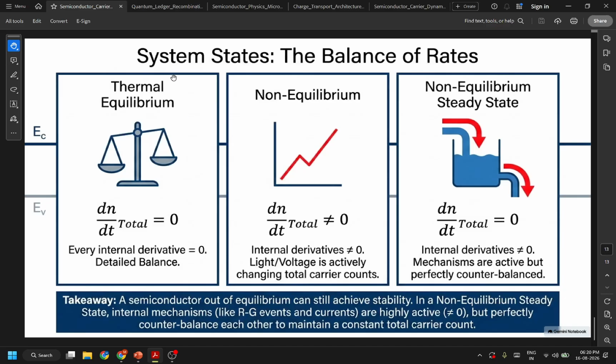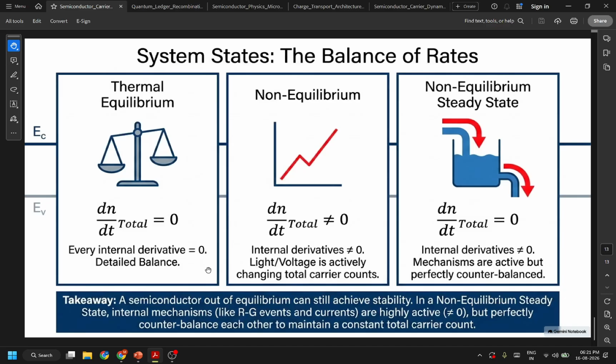So then this results in multiple states. In thermal equilibrium, dn/dt total is 0. So every internal derivative results in zero net change. This is called detailed balance. The internal mechanisms are still happening, it's just that their effective change on the total concentration is 0. So this results in dn/dt total equal to 0, and this is called thermal equilibrium.